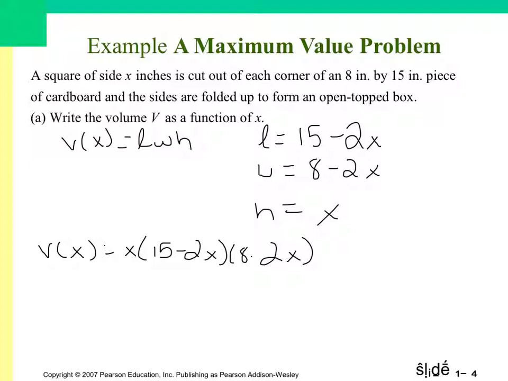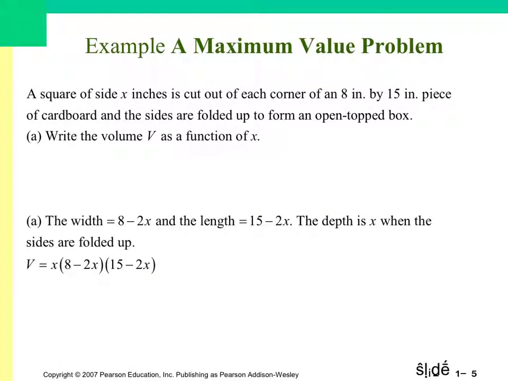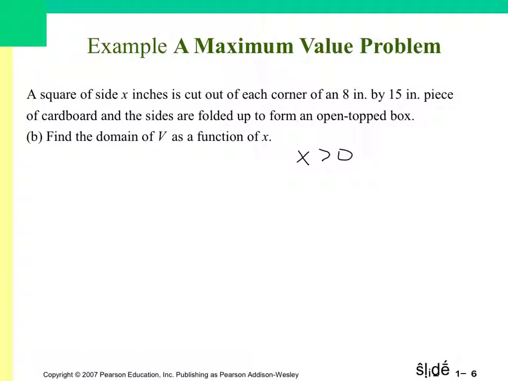Let's see how we did. And that's what they have. Didn't even have to simplify it, so we can just keep moving on now. Okay. It says a square has a side of x inches. It's cut out of each corner. Well, you know that x has to be greater than 0. So, find the domain. What's the maximum it could be, though?